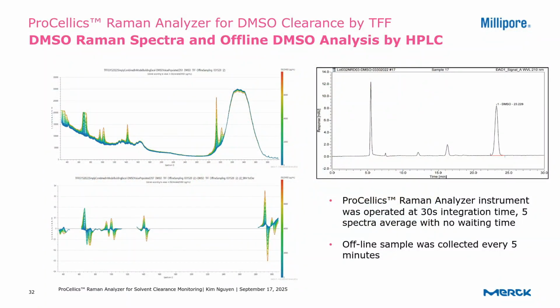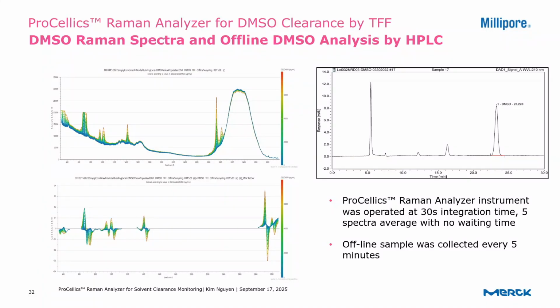So in this slide, the top graph on the left is the full Raman spectrum that we collected during the DMSO clearance. The bottom graph on the left is the Raman spectrum with 4 different wavelength ranges. These are the signature peaks of DMSO.